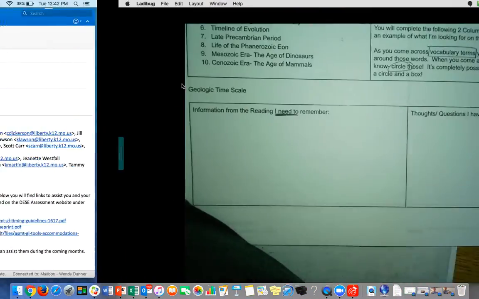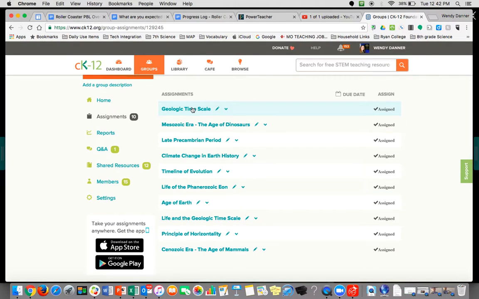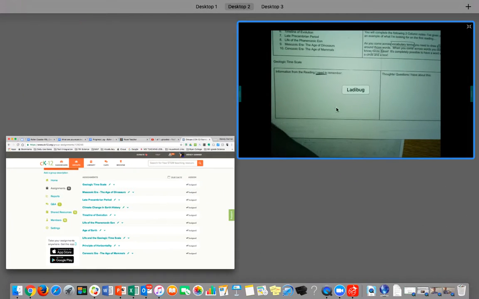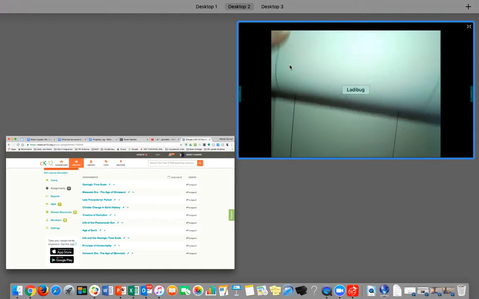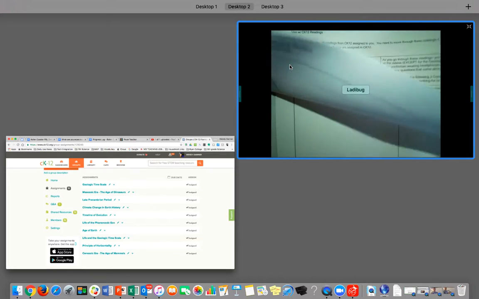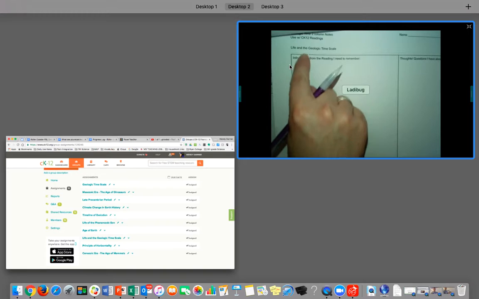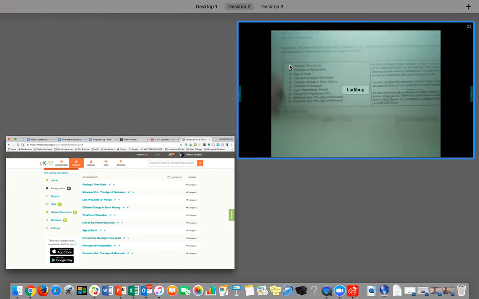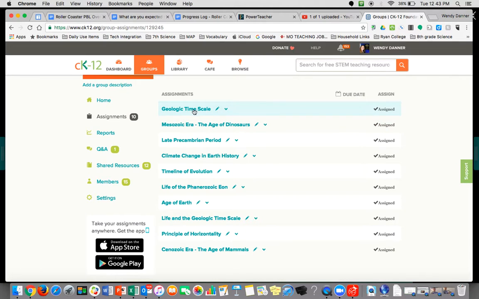So let's take a look at this first one. Geologic timescale. You'll notice on your paper I've given you headings. Here's the next one, principle of horizontality. It is front and back. This one is age of Earth, life in the geologic time scale. You kind of get the point. So let's go back here. Geologic time scale.